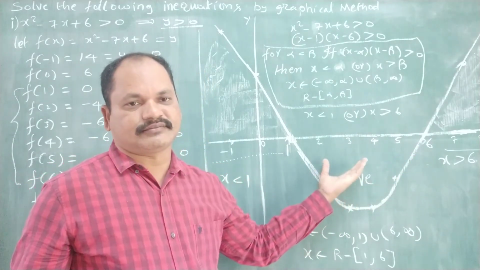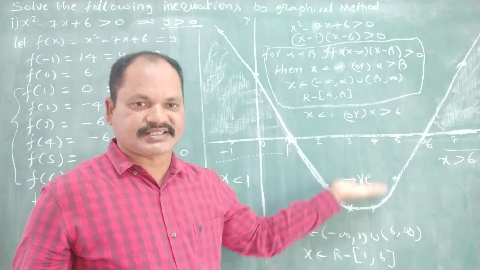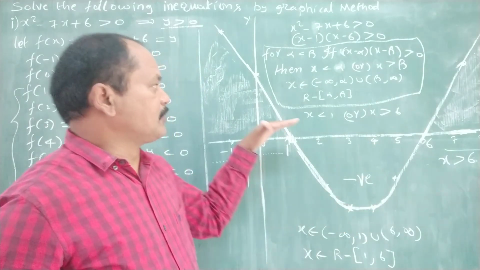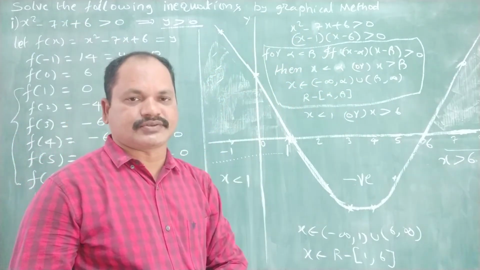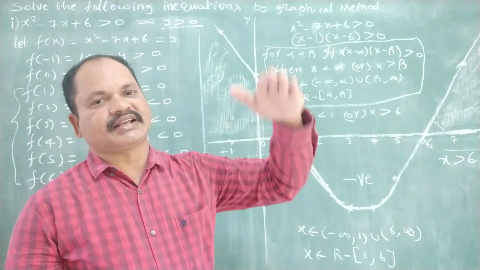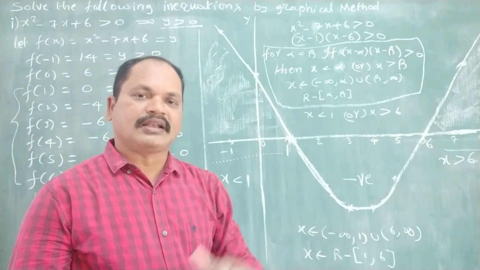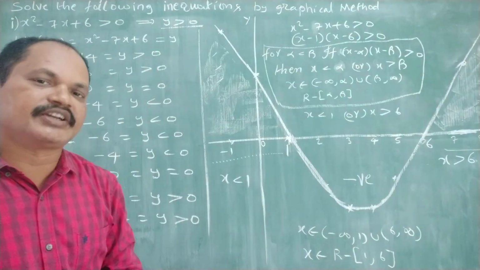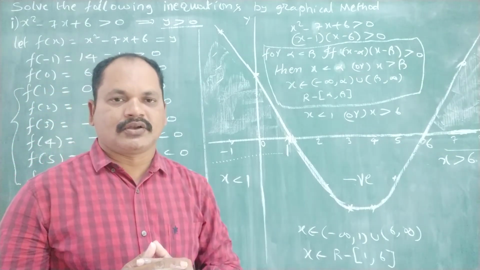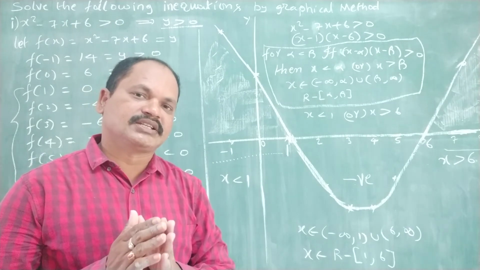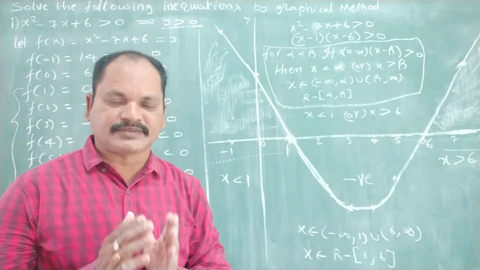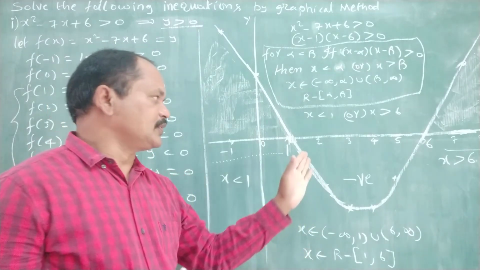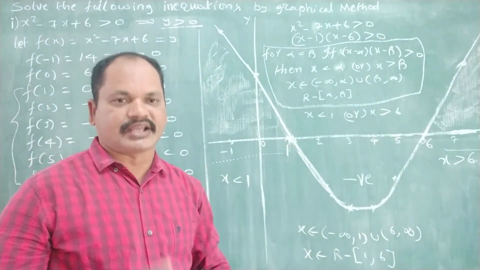That's why this is the prohibited area, since this is below the x-axis. Below the x-axis always represents negative. Above the x-axis always represents positive. Are you clear or not? Above the x-axis is positive and below the x-axis is negative. The given expression is required to be positive. When it is positive, definitely the values of x are below 1 or above 6 according to the concept.